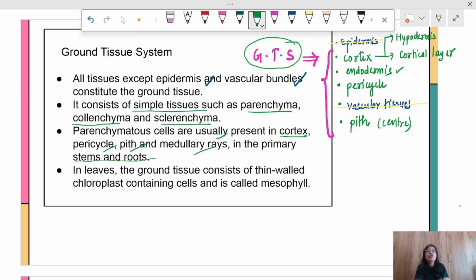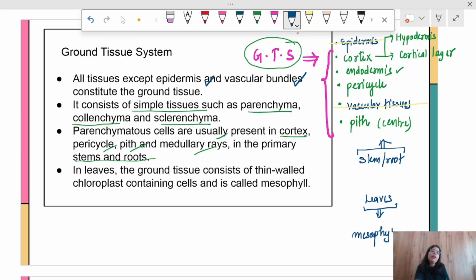In leaves, the ground tissue system is different. They don't have these layers: cortex, endodermis, pericycle. These layers are present in stem as well as in root. But in leaves, the ground tissue system has another name, which is mesophyll tissue. When you remove the epidermis and the vascular tissue, everything in between the upper and lower epidermis comprises a tissue called the mesophyll tissue system.